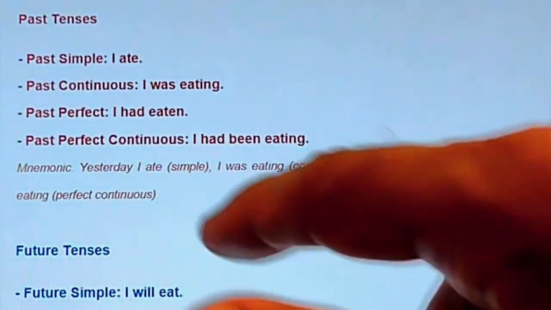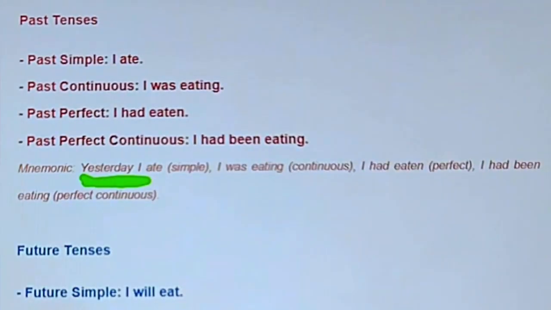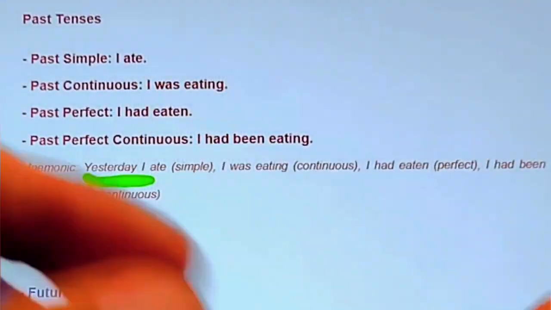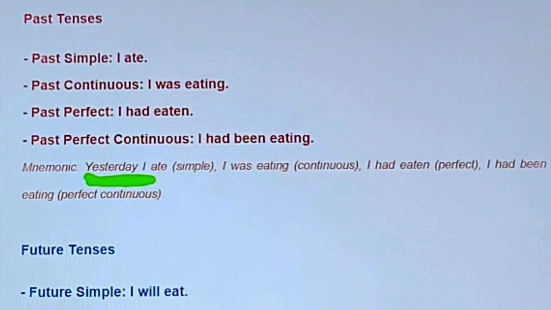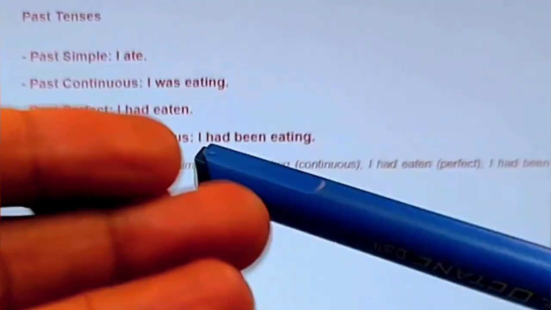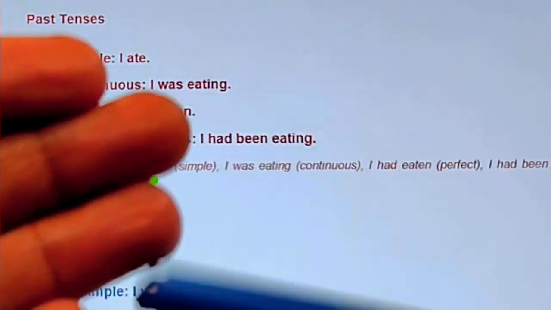For the past tense, we use the word yesterday. Yesterday is gone. This is the past. So the word yesterday is very easy to remember for the past tense. This is the mnemonic word for you. So here is the example we give for past tense.